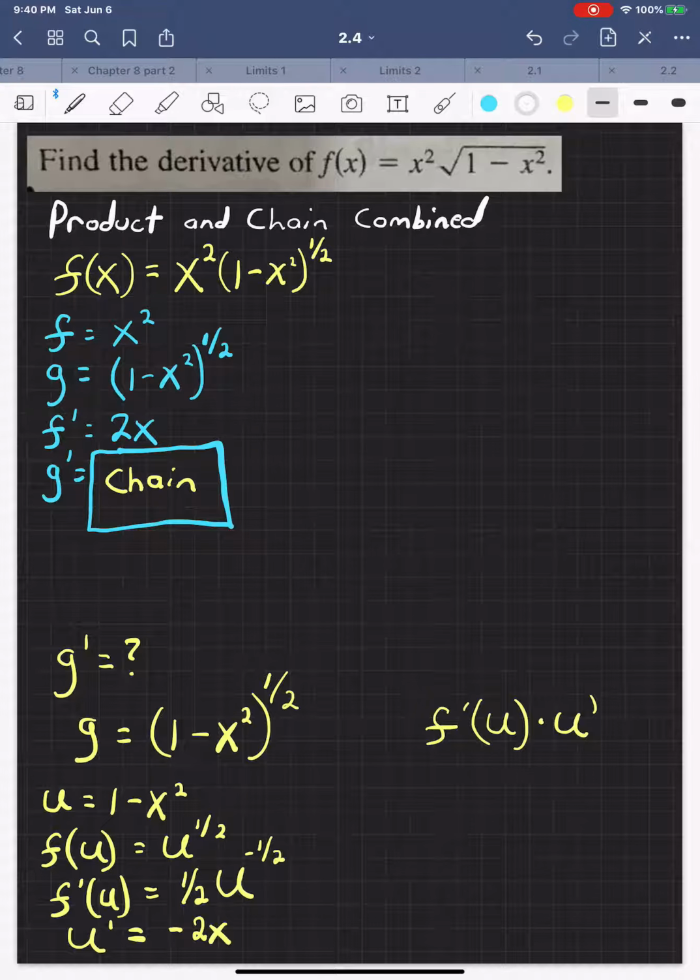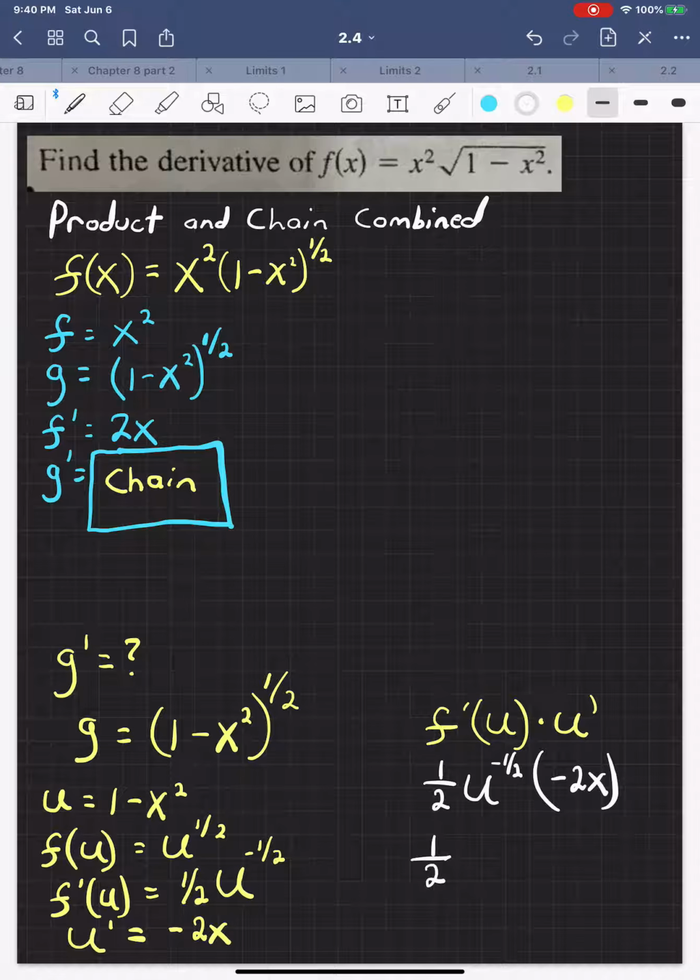So f prime of u would be 1/2 u to the negative 1/2 times u prime, which is negative 2x. I'm not going to forget to plug the 1 minus x squared back for the u. So that becomes 1/2 times 1 minus x squared raised to the power of negative 1/2 times negative 2x.